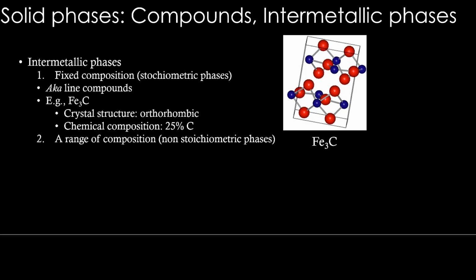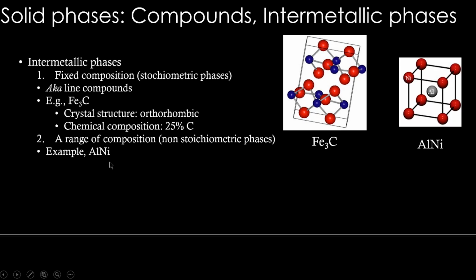The second type is non-stoichiometric phases, which do not have a fixed composition. There is a range of composition. For example, the AlNi compound. Seeing this formula, you may think aluminum is 50% and nickel is 50%, just like NaCl. But this is not so. Here there is a range of solubility possible. Nickel can vary all the way from 45 to 60%. So this is where it is non-stoichiometric in nature.